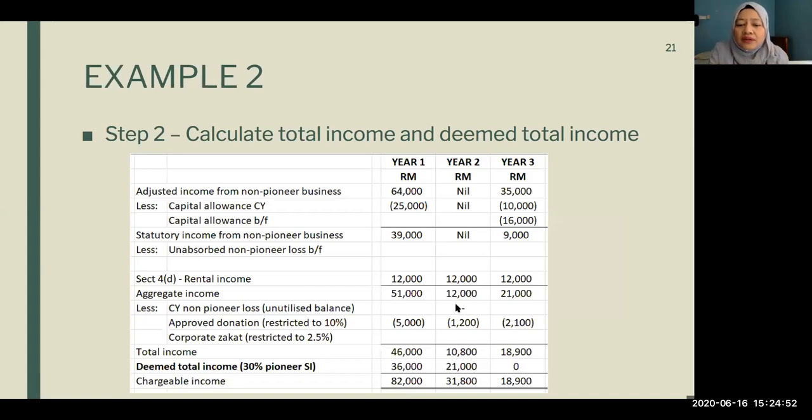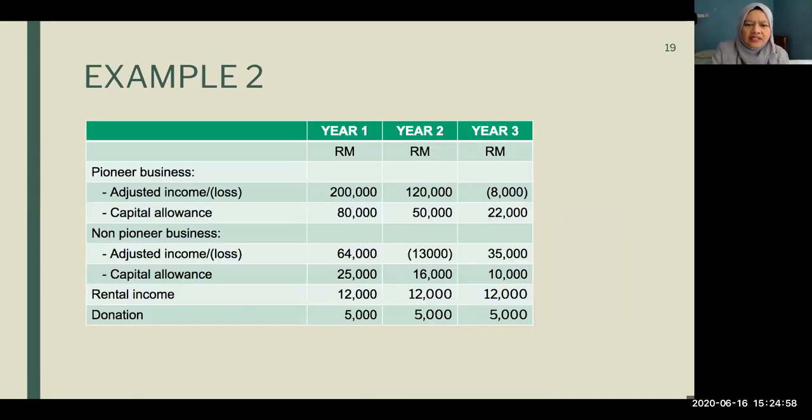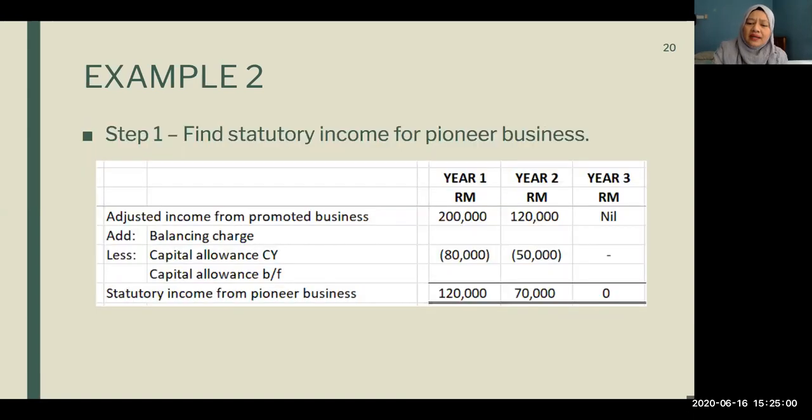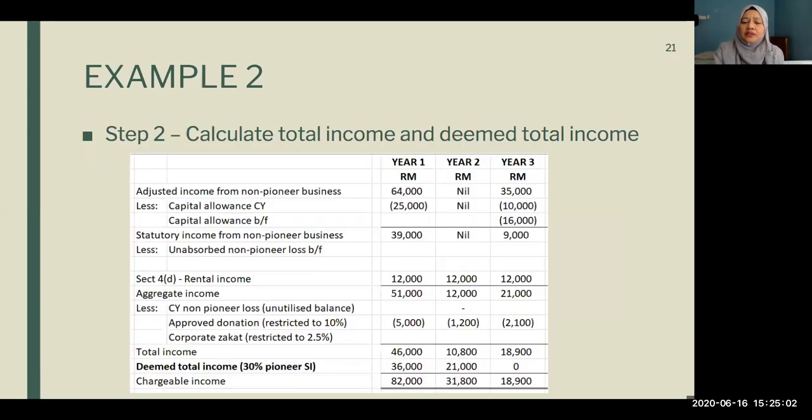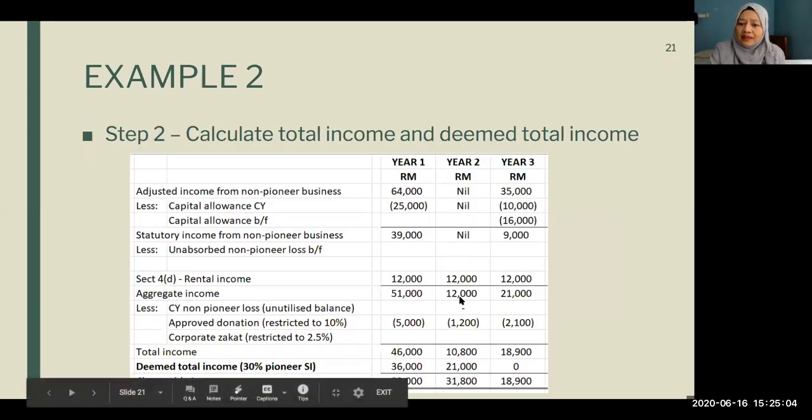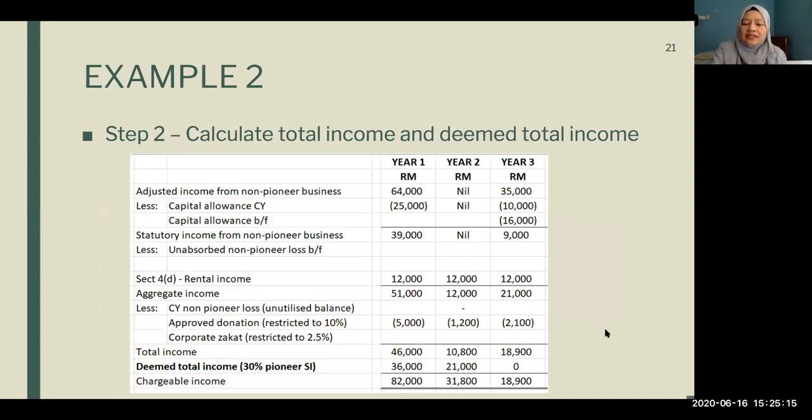Then you minus the donation. Even though you donated 5,000, you donate 5,000 every year, you cannot claim 5,000 in year 2 because aggregate income is only 12,000, so you can only minus 1,200, which is 10% of your aggregate income. Then you have total income of 10,800, plus the 30% SI, and you have chargeable income.